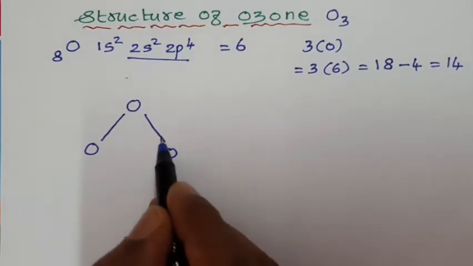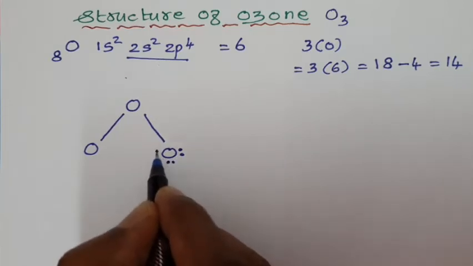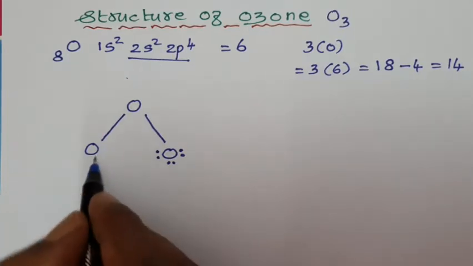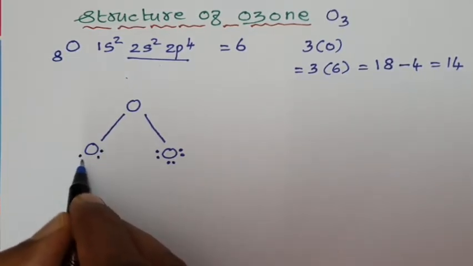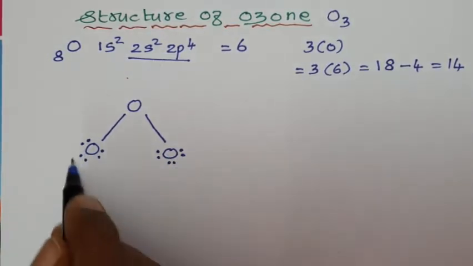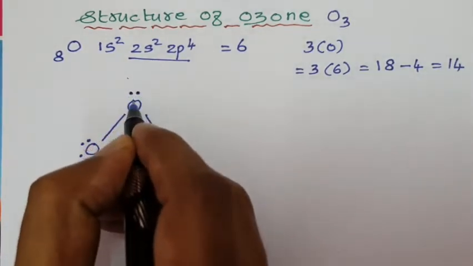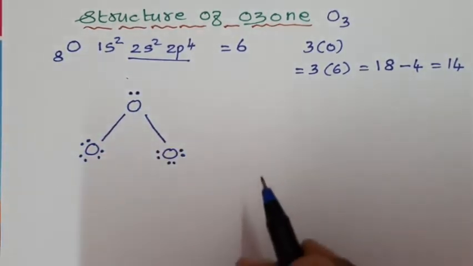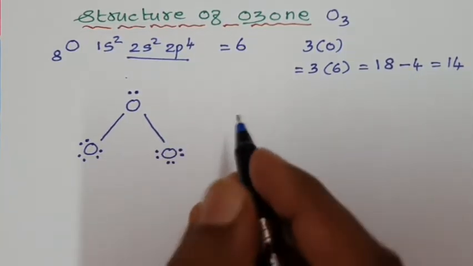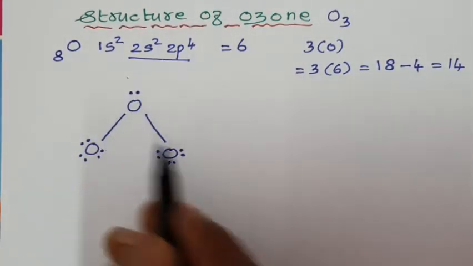Around this oxygen atom we have only 1 bond pair, so 3 lone pairs of electrons. 6 plus 6, 12 electrons are used. We have only 2 electrons left, and those 2 electrons are placed on this oxygen atom as a lone pair. From this we can draw 2 structures. This oxygen now does not get an octet, 2, 4, 6 only.